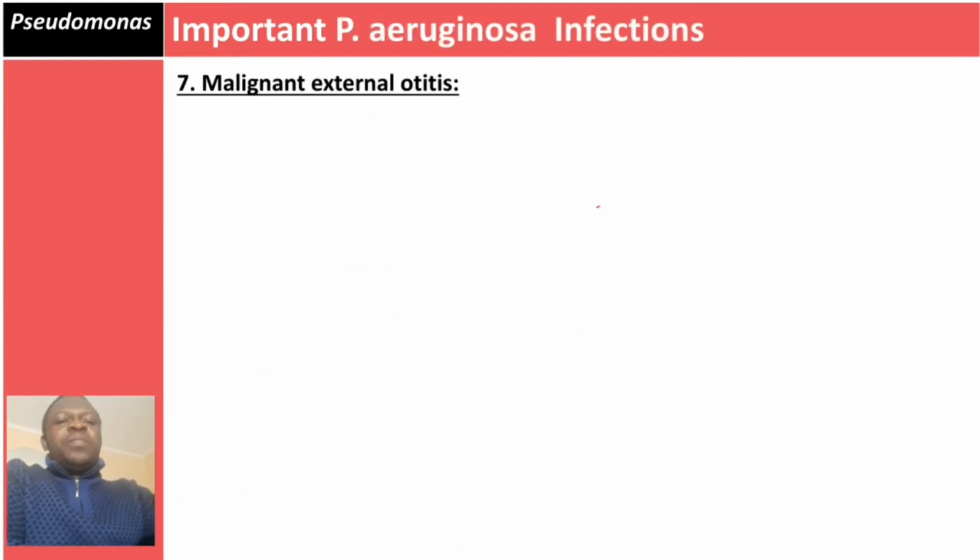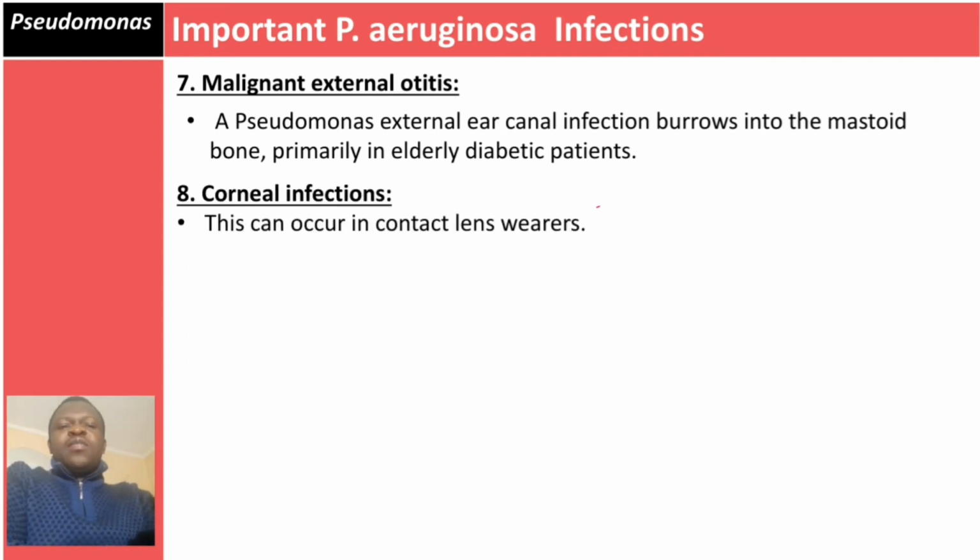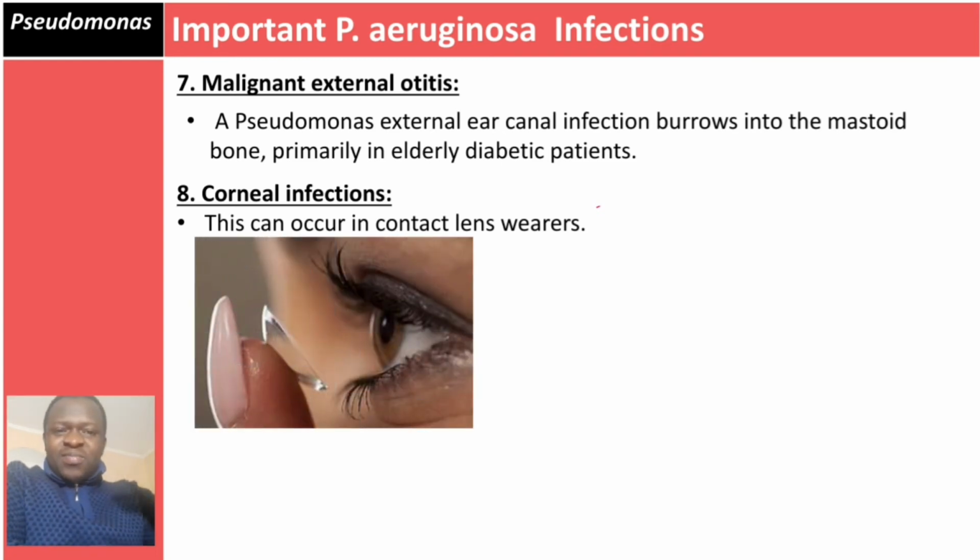The next infection, malignant external otitis. So this is a pseudomonal external ear canal infection, right? This infection will burrow into the mastoid bone, primarily in elderly diabetic patients. The next, corneal infection. This can occur in contact lens wearers or eye microtraumas, right? Okay, so this is just a picture showing someone wearing a contact lens.